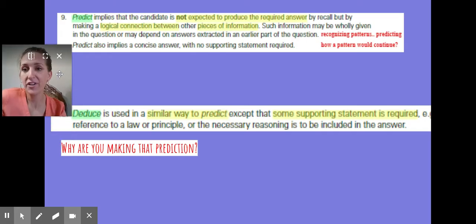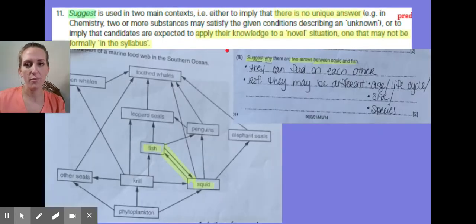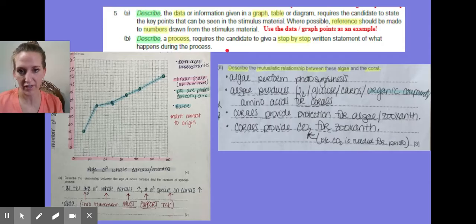Predict. Between looking through my marine and environmental things, I couldn't really find an example of predict. It's obvious, but you're not expected to know an exact thing. We're not expected to perform the required answer, but make a logical connection. So recognizing a pattern, predicting how a pattern might continue. I'm going to show you maybe how that could be applied here.